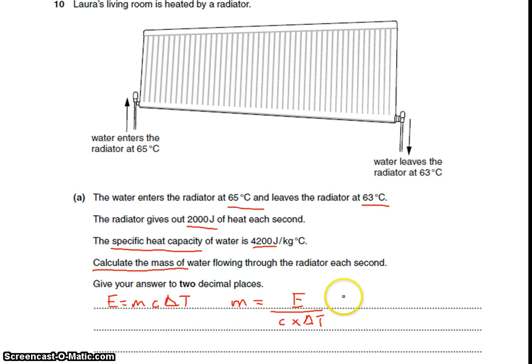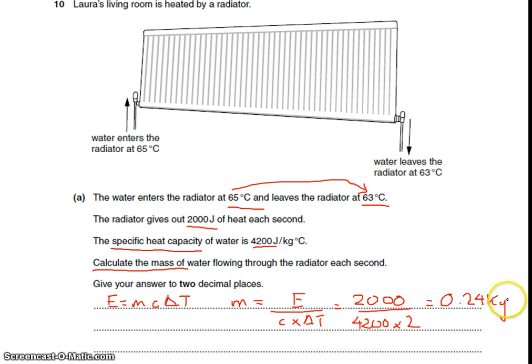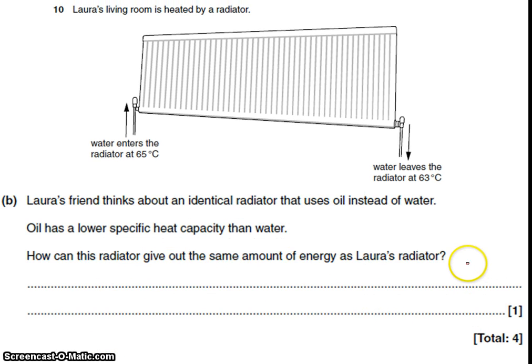So when I put my numbers in, it's going to be 2000 divided by 4200, and then the change in temperature, remember, is the difference between 65 and 63, which is only 2. And then when I put my numbers in and do it in my calculator, I get an answer of 0.24 kilograms. Okay, and that will give me 3 marks for that question. 1 mark for this equation, 1 mark for rearranging correctly and putting my numbers in, and 1 mark for my answer.